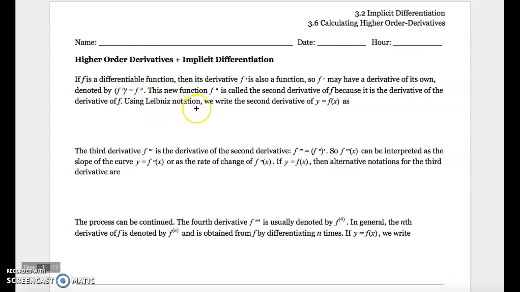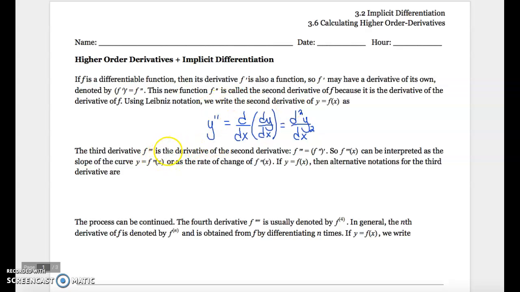Using some Leibniz notation, we typically write the second derivative of our function as this. You could write it as y double prime. You could write it as the derivative with respect to x of dy dx, which would be the second derivative, this one. So regardless of whether you see f double prime, y double prime, or d squared y dx squared, those all mean the second derivative, okay?